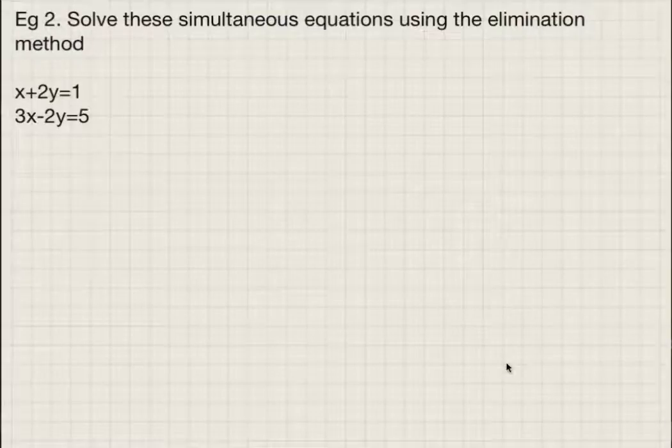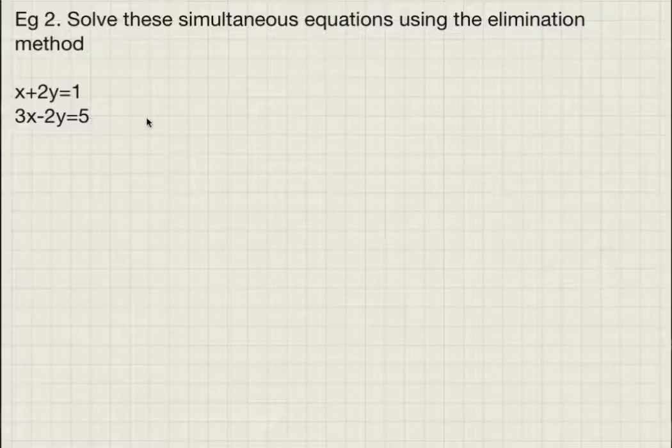Example 2, solve these simultaneous equations using the elimination method. So x and 3x, they're not the same. Obviously, if we add or subtract, we're not going to get 0. But here we have 2y and 2y. So if we add them, 2y minus 2y will give us 0, so they will cancel out.